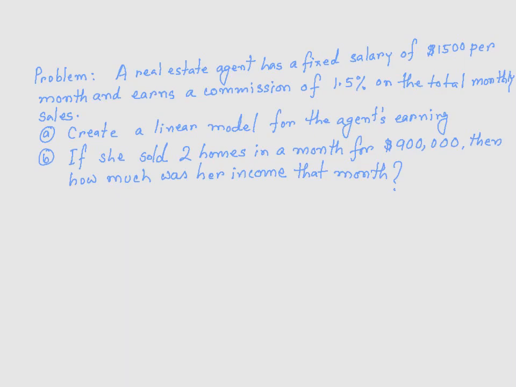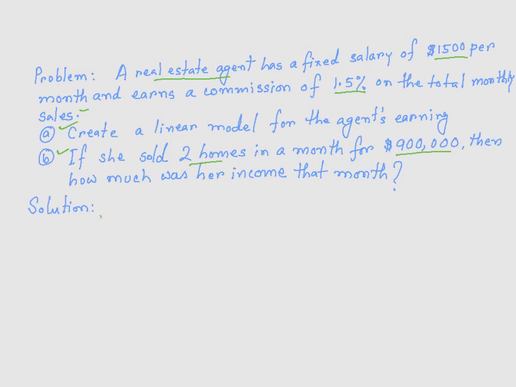In this video, I am going to solve this problem. A real estate agent makes a fixed salary of $1,500 per month, and she also earns a commission of 1.5% on the total monthly sales. First part of the problem, we need to create a linear model for the agent's earning. And the second part asks, if she sells 2 homes in a particular month totaling $900,000, how much was her income that month? So how much money did she make in that month?